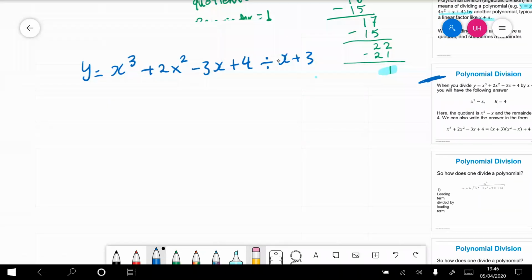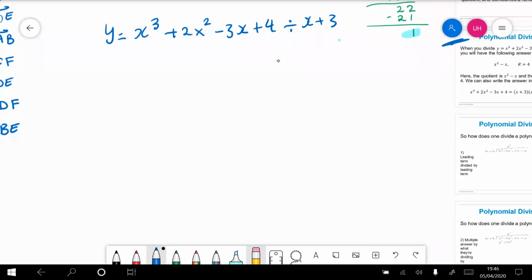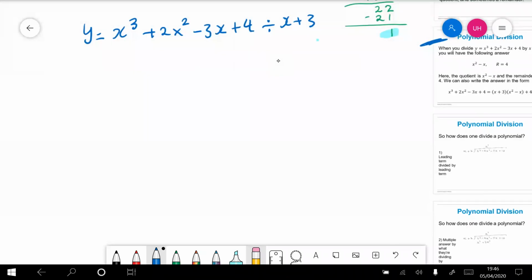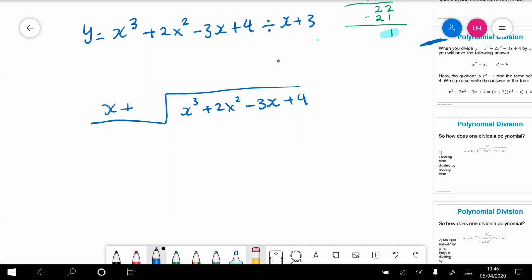Okay, to work this out, we'll write it down as a long division. So I have x cubed plus 2x squared minus 3x plus 4 dividing by x plus 3. So I'll put the x plus 3 here. Now we will work it out, where we start from what they call the leading term, which is the x to the power of 3 here.